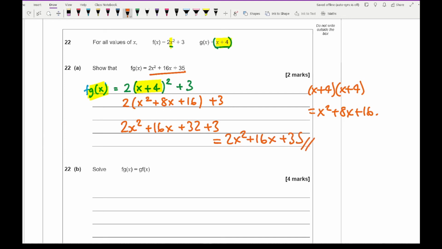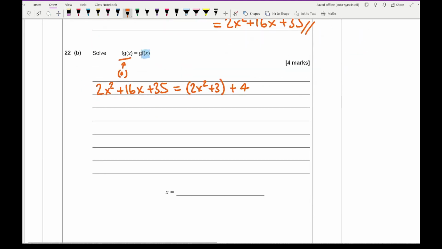It then says solve f of x equals gf of x. Well, fg of x, that's part A. So that's going to be 2x squared plus 16x plus 35 equals, now for this, I need to swap x in g of x with this. So rather than writing x plus 4, I'm going to write 2x squared plus 3 plus 4. Then simplifying that further, let me just scroll down a little bit.